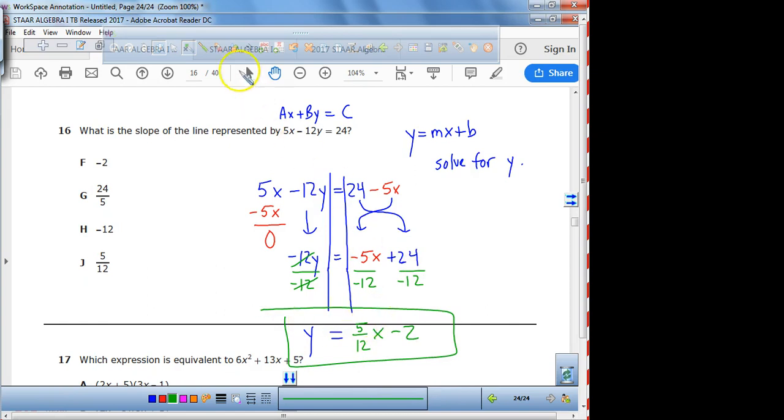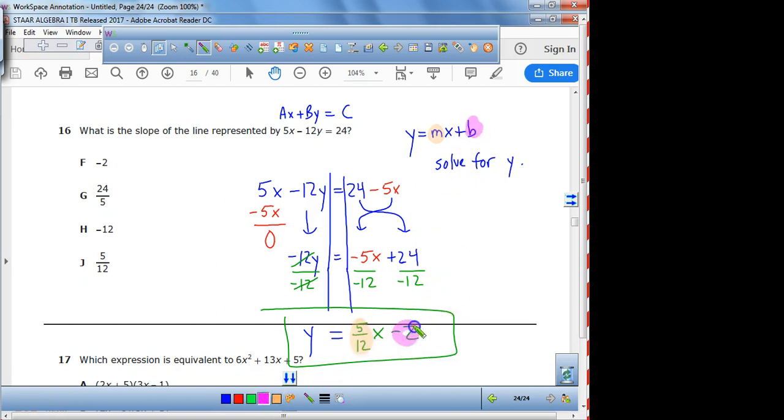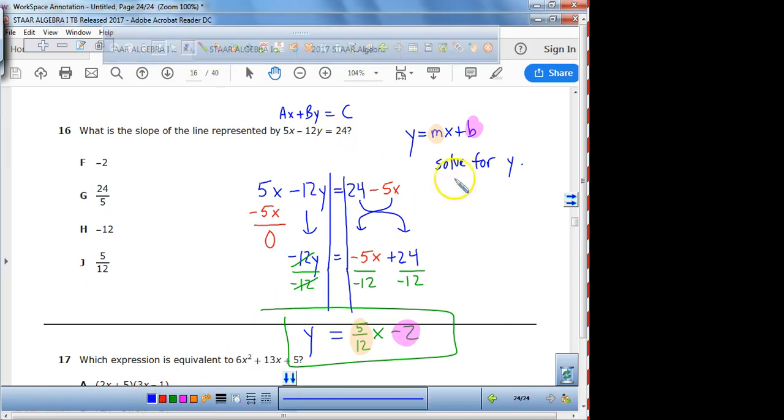Now this answer is in slope-intercept form. Just remember, in slope-intercept form, the m value represents your slope, and the b value represents your y-intercept. So if I say, what's your slope? What's your m value? It's going to be 5 over 12. Well, what's your b value? That's actually a negative 2. So it says, hey, look what the answer is. Well, the answer is a negative 2. That's your y-intercept. This answer represents your slope. So you see how these two answers have something in the equation. That's what we're looking for because it says, what's the slope?